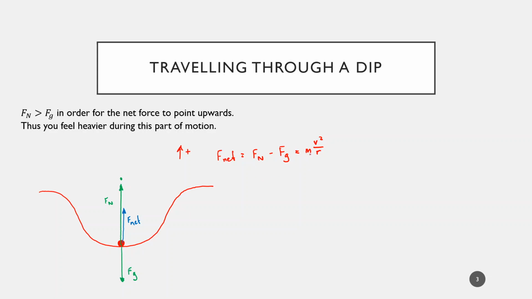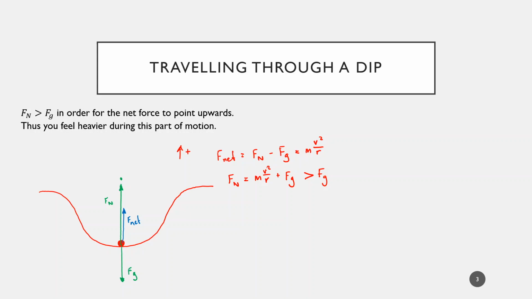And we can rearrange this equation if you like, and we get that Fn, the normal force, is equal to mv squared on r plus the gravitational force. Okay, and notice that because we're adding a quantity to the gravitational force, overall this thing that we get is greater than the gravitational force. So have a look at what we've got here. The normal force is greater than the gravitational force.